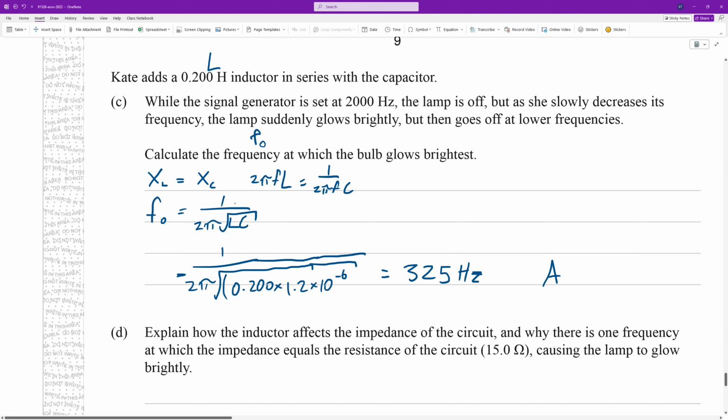And that is, of course, an achieved question, right? It doesn't even say to explain what this means, it's just to calculate the resonant frequency. But they were sneaky in that they didn't say resonant frequency, so look out for things like when current is a maximum, when capacitive and inductive reactance are the same, when the lamp glows brightly, things like that.